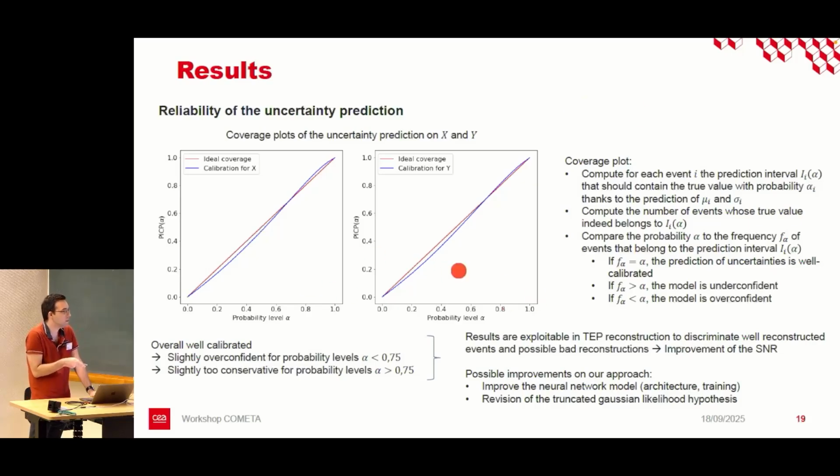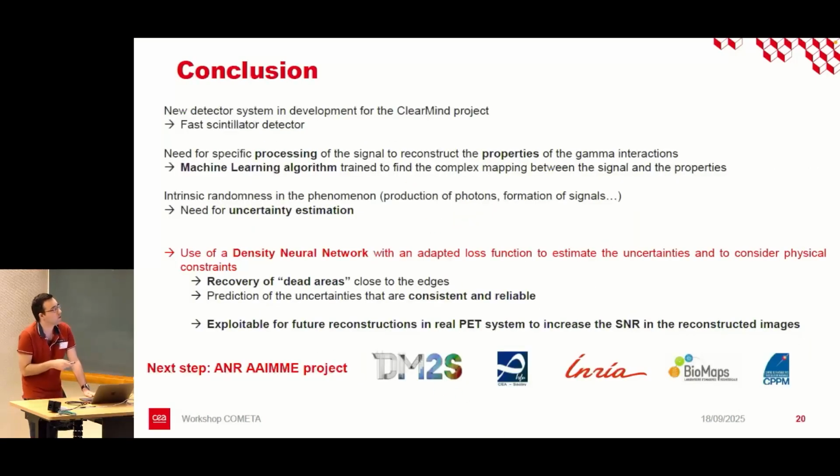But still, it's relevant for the exploitation for the tape reconstruction, because now, since we are able to assign an uncertainty event by event, we can know which events we should discard because they are more uncertain, and which events we should keep, or we can apply a weighting approach to try to improve the signal-to-noise ratio. So as a conclusion, we have these new detector systems that were in development for the ClearMind project.